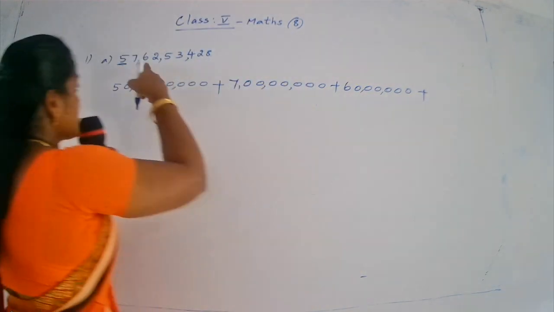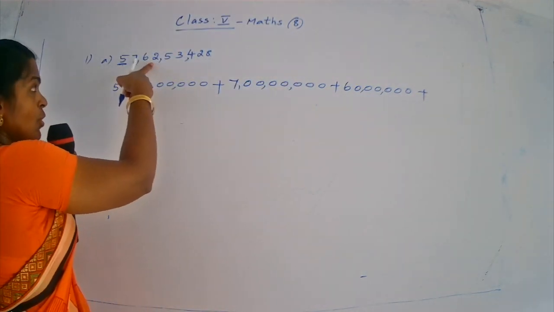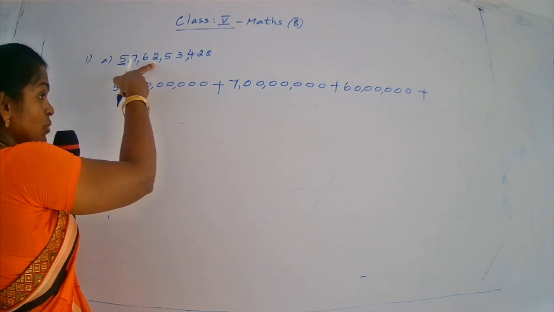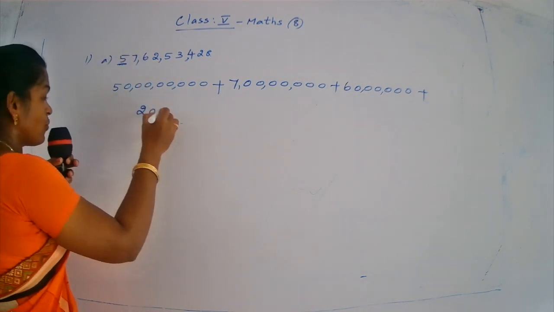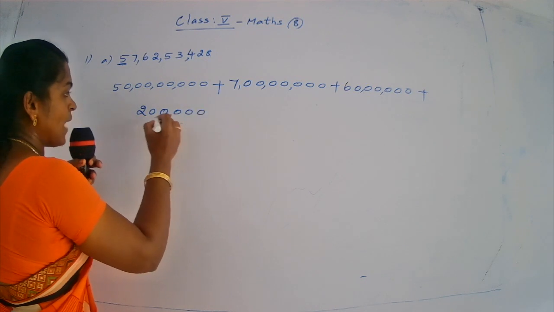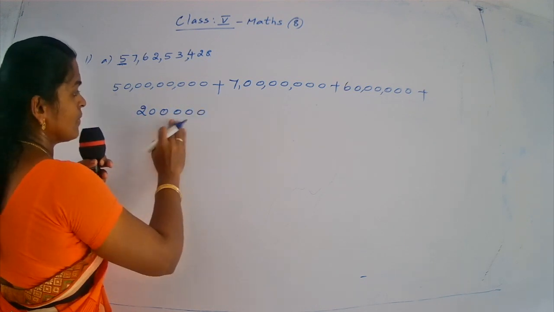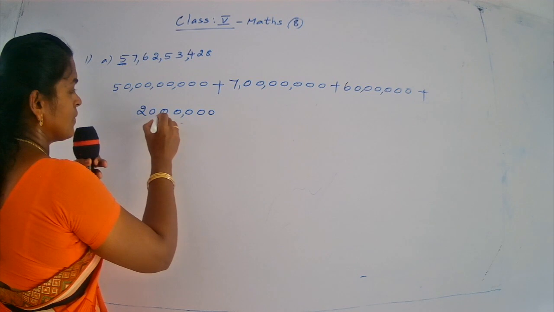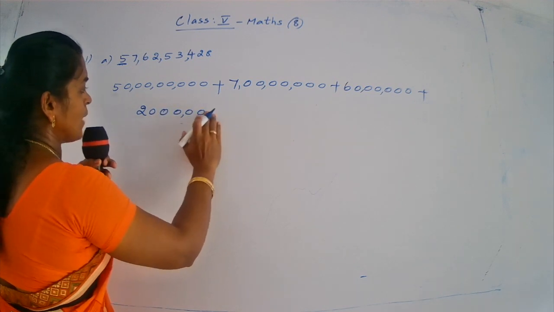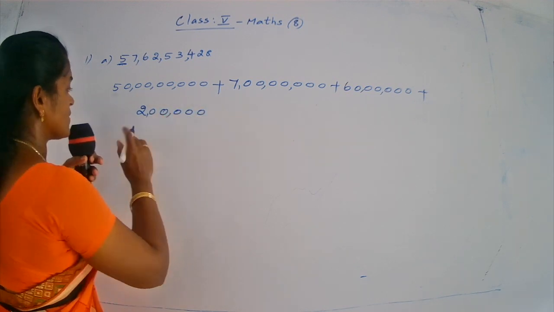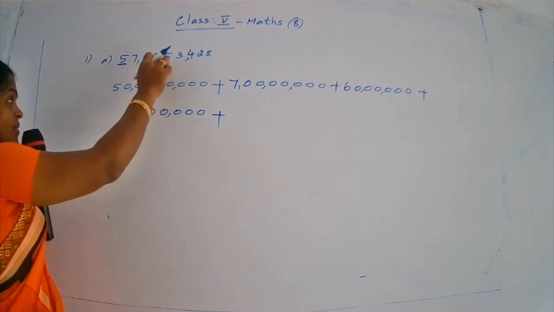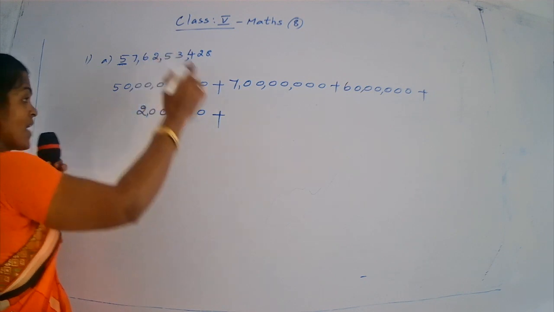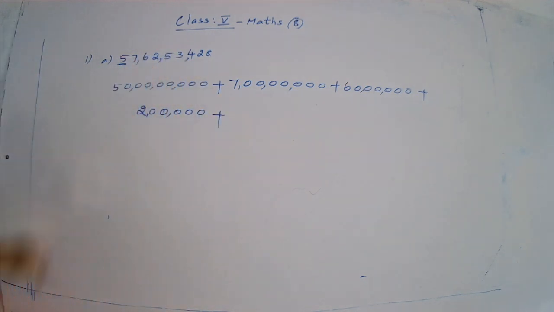Plus next, what is the place value of 2? 2 lakh. So that's why you write it in numerals. Okay, 2 lakh plus the next digit, 5. What is the place value of 5? 5 into 10,000 is equal to 50,000.